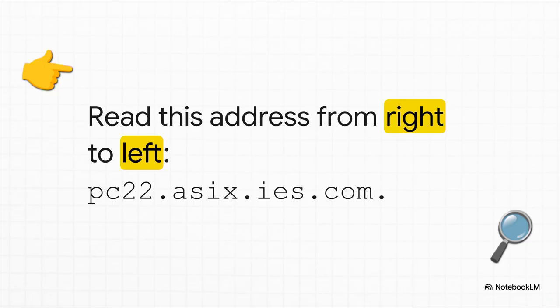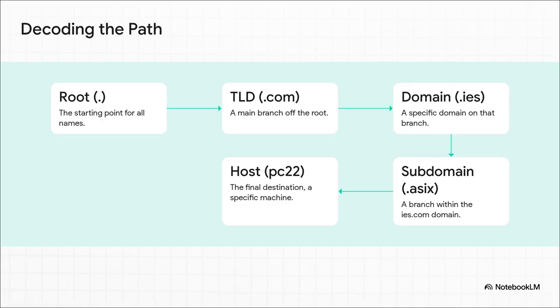All right, take a look at this fully qualified domain name. At first glance, pc22.asix.es.com might look a little complicated, maybe even intimidating, but it's not random at all. It's a precise address. And the secret to reading it is simple. You start from the right and move left. Let's decode this thing together.